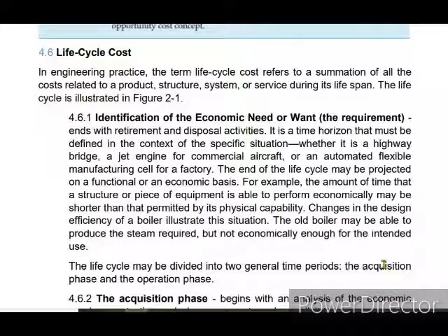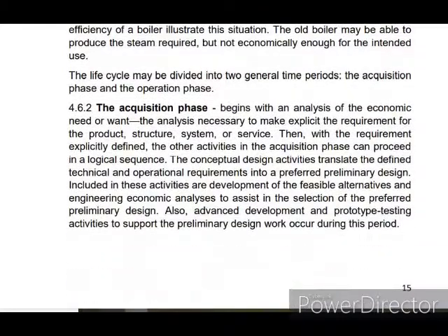In engineering practice, the term life cycle cost refers to a summation of all the costs related to a product, structure, system, or service during its lifespan. So we will be summarizing them into a summation. The life cycle is illustrated in figure 2-1. So we have a figure here.